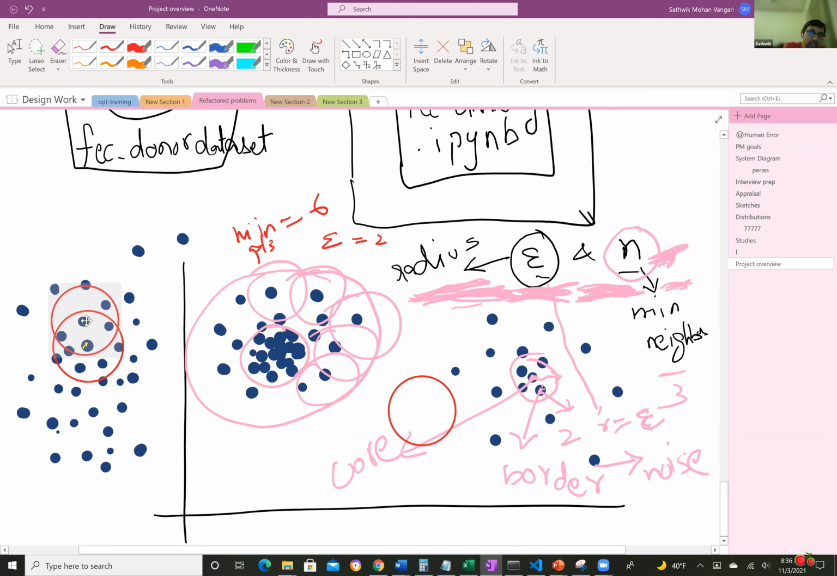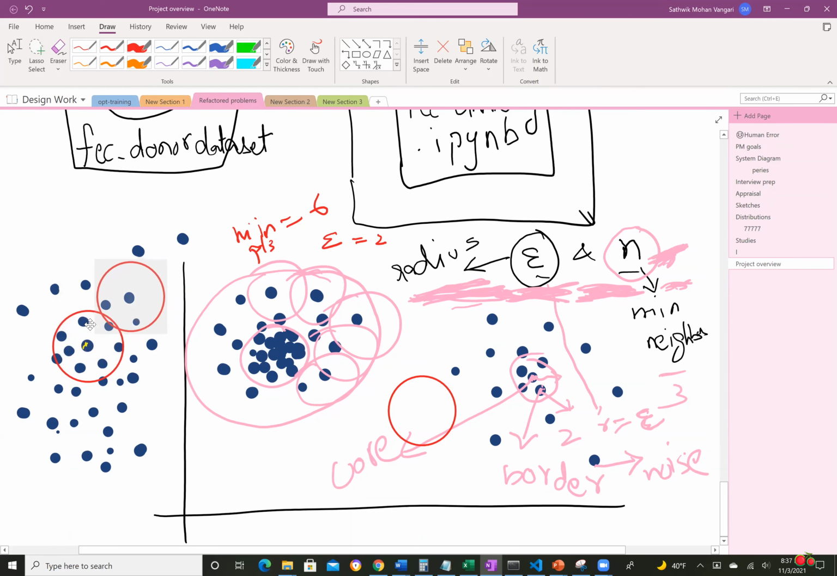Exactly. So when it doesn't meet the minimum, is it a core point or a border point? It's a border point. It's not the core point because it doesn't meet the minimum. Correct. So it's a border point. The next best thing, the border point. What are the parameters for a border point? It doesn't meet the minimum neighbors criteria, but at the same time, it is in the circle of another core point. So this point here is a neighbor of another core point.